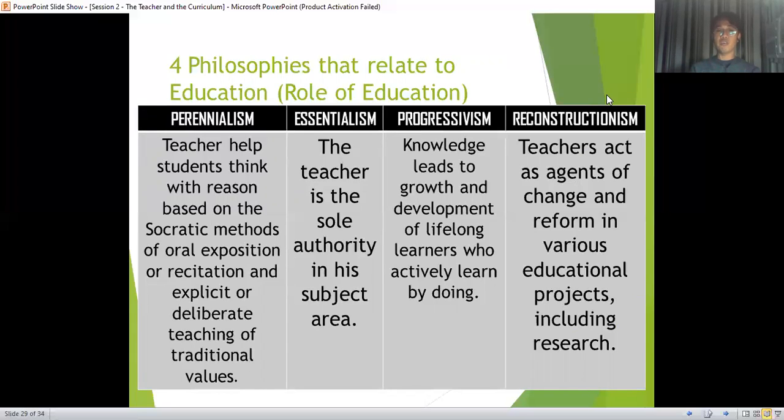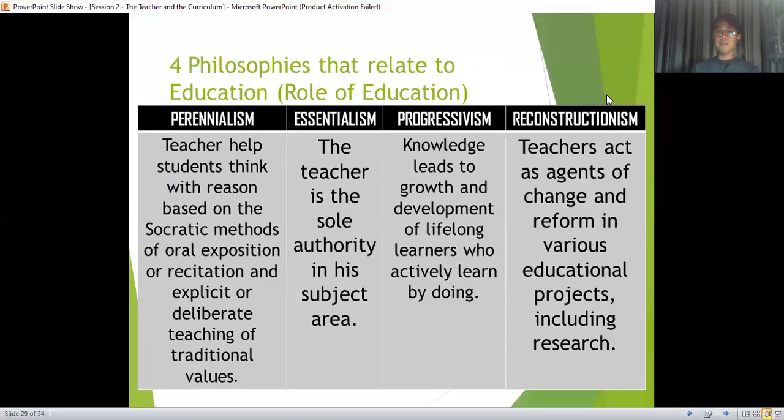Essentialism, the teacher is the sole authority in his subject area. We mentioned that earlier. You are the star, you are everything. You are the one to be followed. You are in control. You are in command. For progressivism, knowledge here leads to growth and development of lifelong learners who actively learn by doing. So the emphasis is on learning by doing. Give them the experience, let them do it, then they would learn. And then you achieve growth and development. When we say lifelong learners, it is because the environment that you provide is an imitation of real life or real life itself.